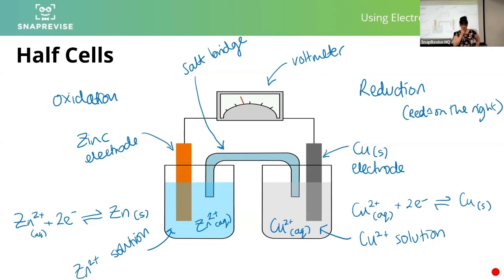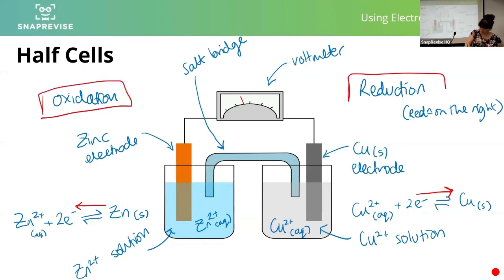That is reduction in both cases, but we have already said reduction goes on the right, so the equilibrium will be pushed way over to the right on that equation. So we will be mainly going in the forwards direction. But with the zinc equation, that is going to be pushed in the backwards direction. So you'll actually be getting oxidation happening. We can label those as oxidation and reduction.